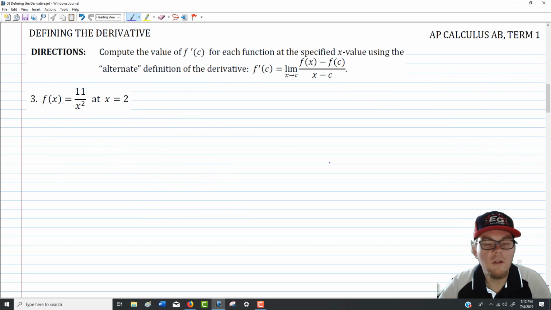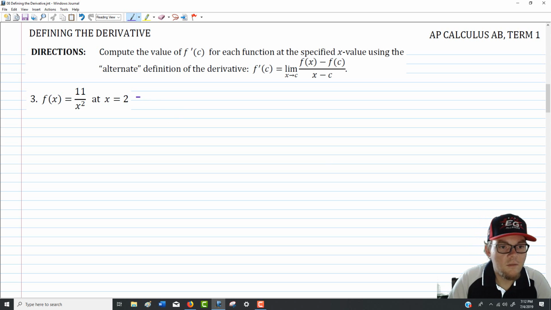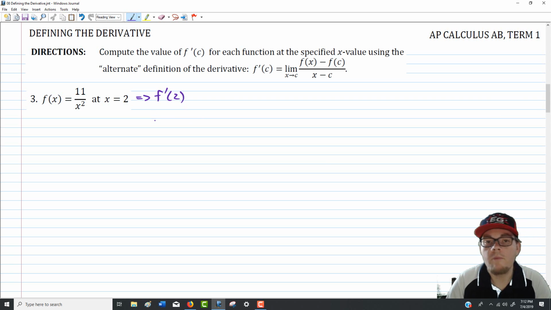Okay, the second question we're going to look at from this section, I think it's the last one we're going to do together here, or we're going to do in this video solution, is asking us to do the same thing, but with the function 11 over x squared at x equals 2. So again, playing along with the notation here, what we're looking for is f prime of 2, which represents the slope of the tangent line at x equals 2.